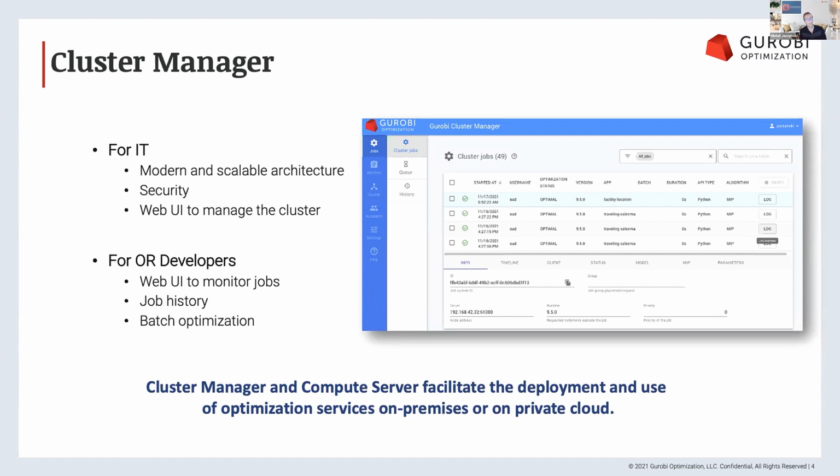And also you have another way of submitting optimization jobs that was introduced in version 9, which is batch optimization. With batch optimization, you can build a model, submit your model, and disconnect. Then it will be optimized in the background. And when the solution is available, you can reconnect and retrieve the solution.